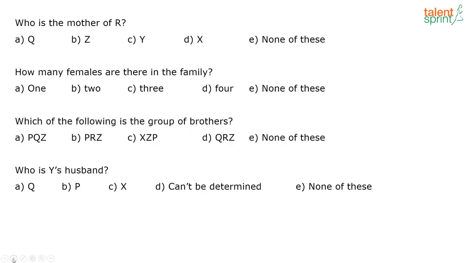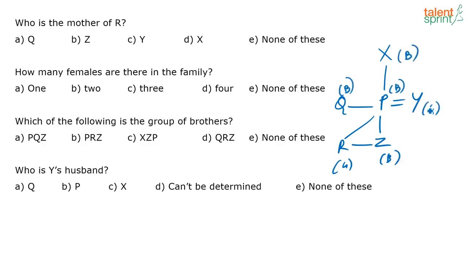Now let us look at the first question. Who is the mother of R? See, what was the arrangement that we got? We had X, P, Y, then you had Q. I'm just drawing it here, Z and R. So these 2 are children of these people. Here, girl. Who is the mother of R? Mother of R is Y.